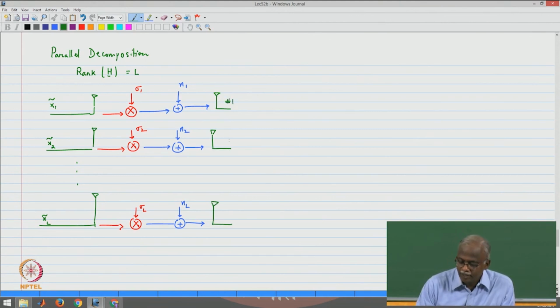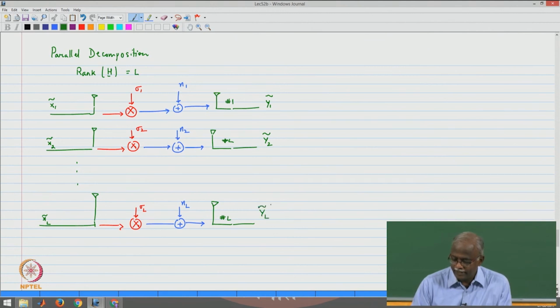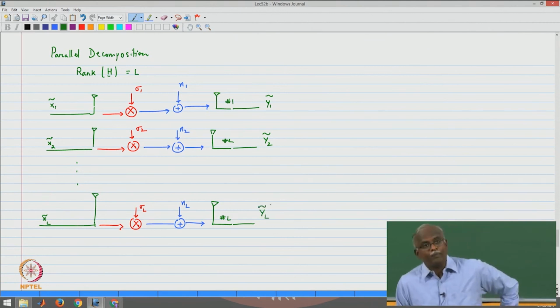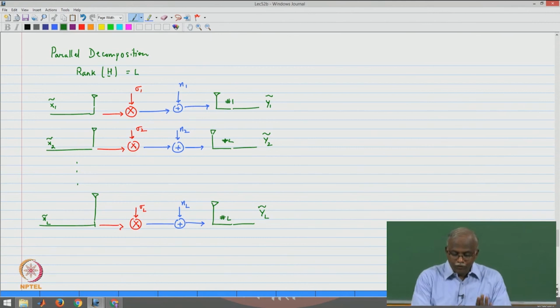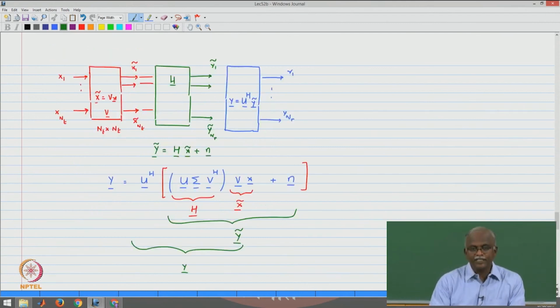This is receive antenna number 1, number 2, and the last one is number L, and the signals that we obtain are Y1 tilde, Y2 tilde, and all the way to YL tilde. So, the parallel decomposition can be visualized in two ways. One is the matrix representation that we have shown in this figure.